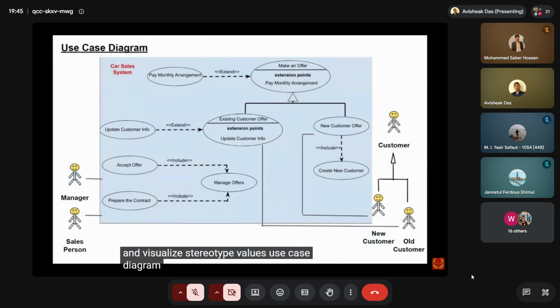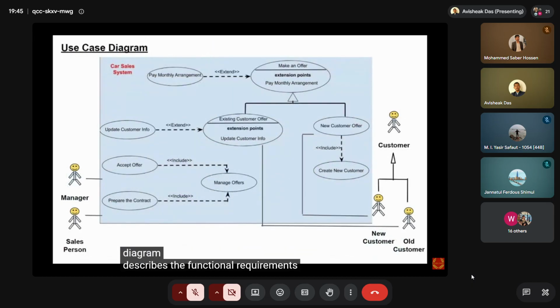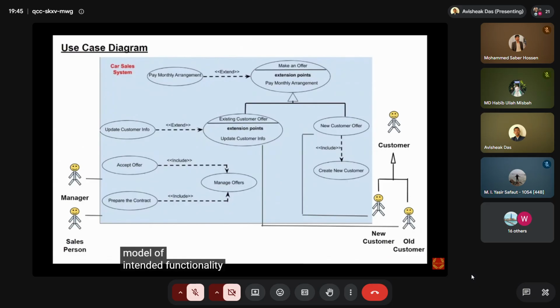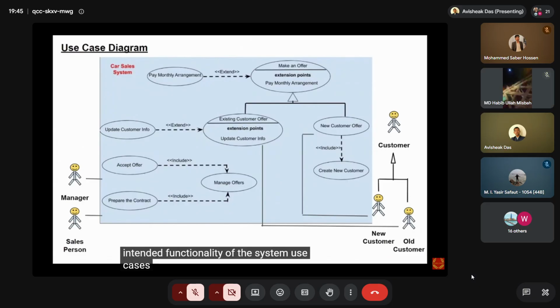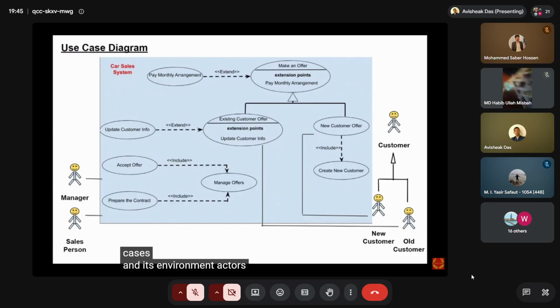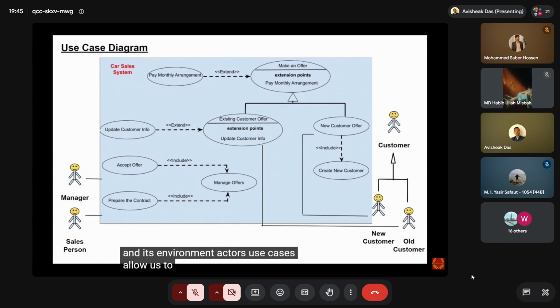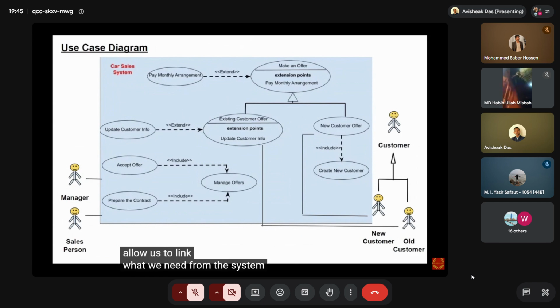Use case diagram describes the functional requirements of a system in terms of use cases. In essence, it is a model of intended functionality of the system, use cases, and its environment, actors. Use cases allow us to link what we need from the system with how the system meets those needs.